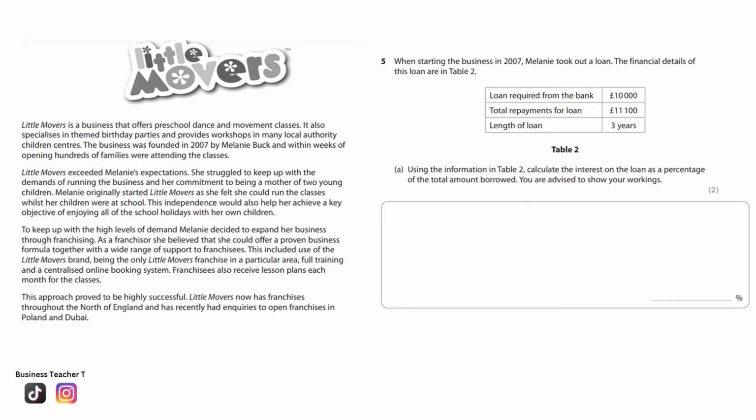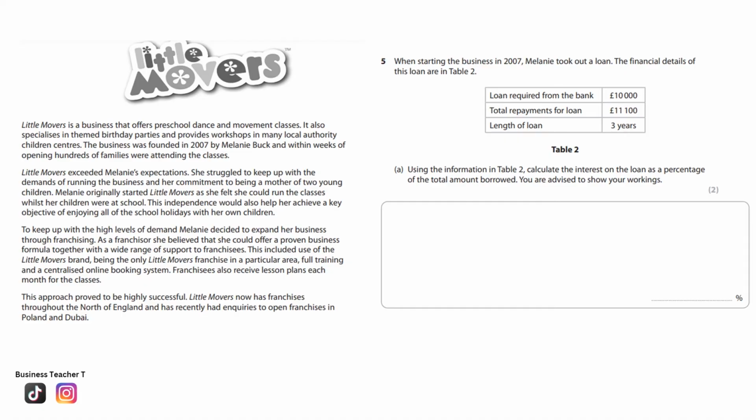When starting the business in 2007, Melanie took out a loan. The financial details of this loan are in Table 2. We can see the loan required from the bank, £10,000, the total repayments for the loan, £11,100, and the length of the loan, 3 years. Using the information in Table 2, calculate the interest on the loan as a percentage of the total amount borrowed. You are advised to show your workings.